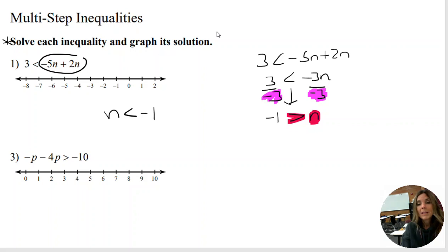Now, we also have to graph its solution, because when we solve an inequality, there's more than one number that's going to make it true. So we have to color those in on a graph. So the first thing I'm going to do is go to -1.